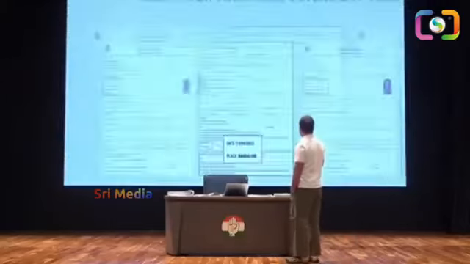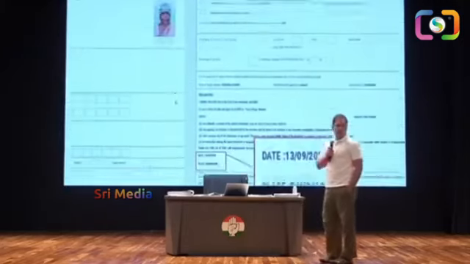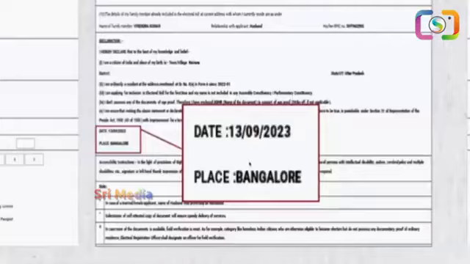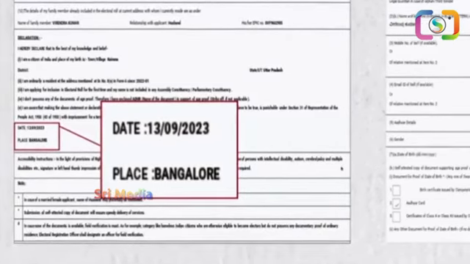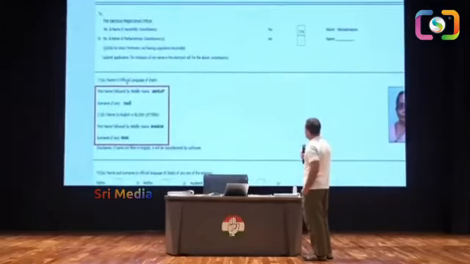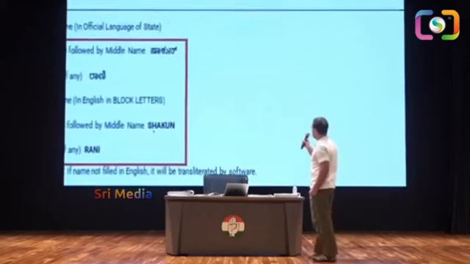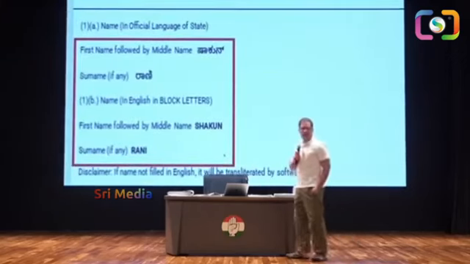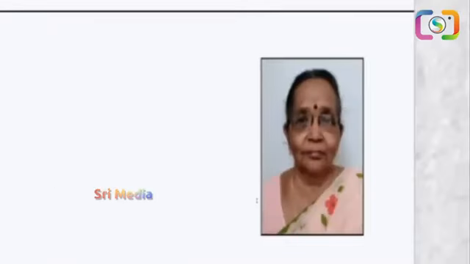Zoom out. That's her. And you see a very interesting thing here. She appears twice on the voter list. She comes in using Form 6. Zoom into her name the first time. Here, first name Shakun, surname Rani. Right? Now look at her picture.